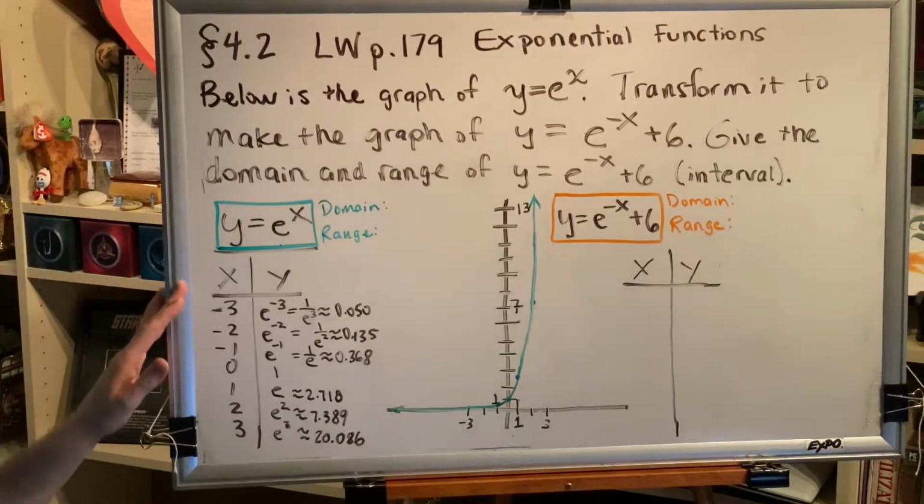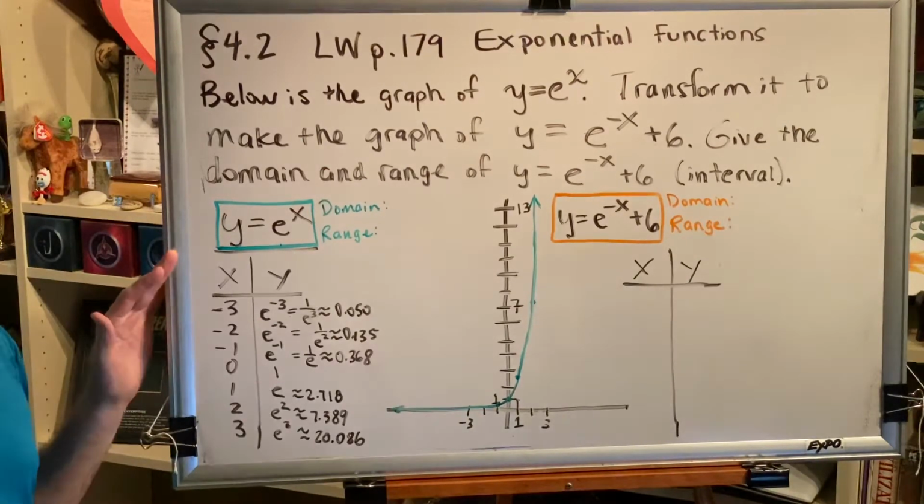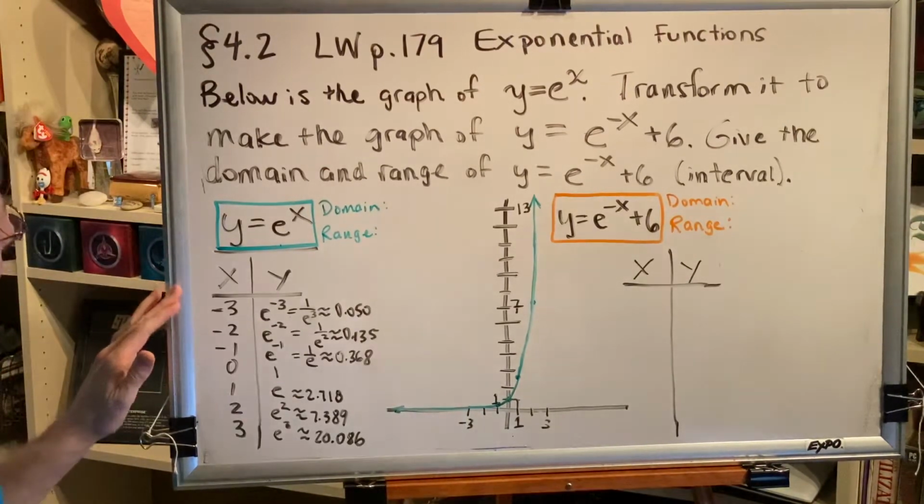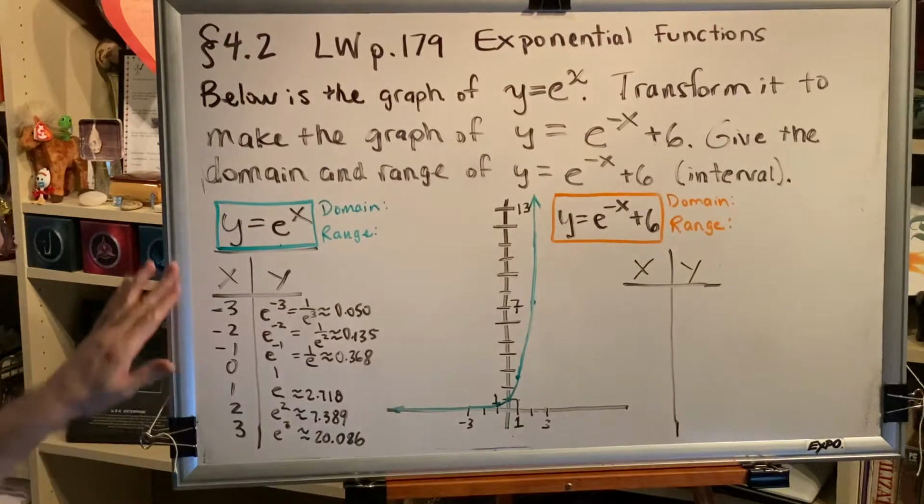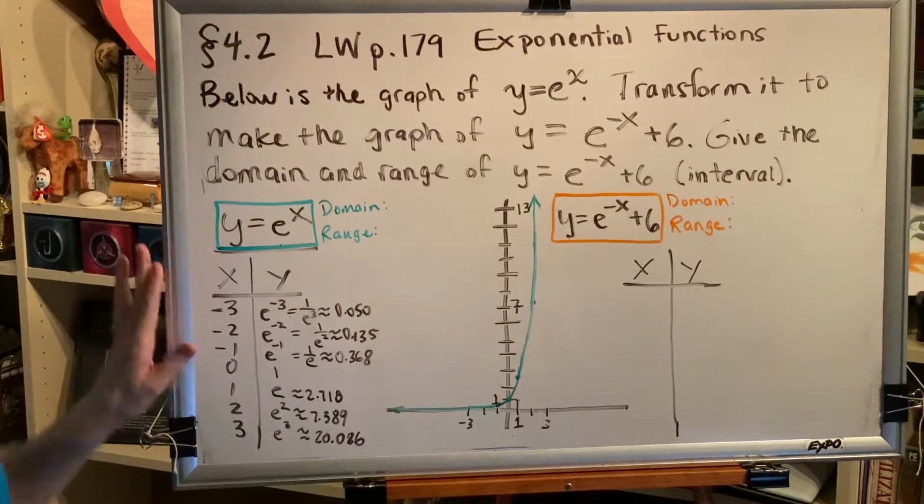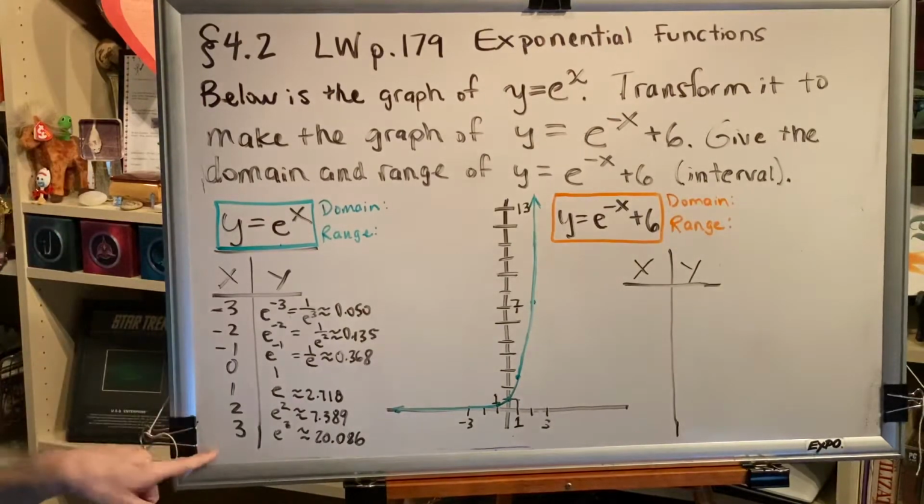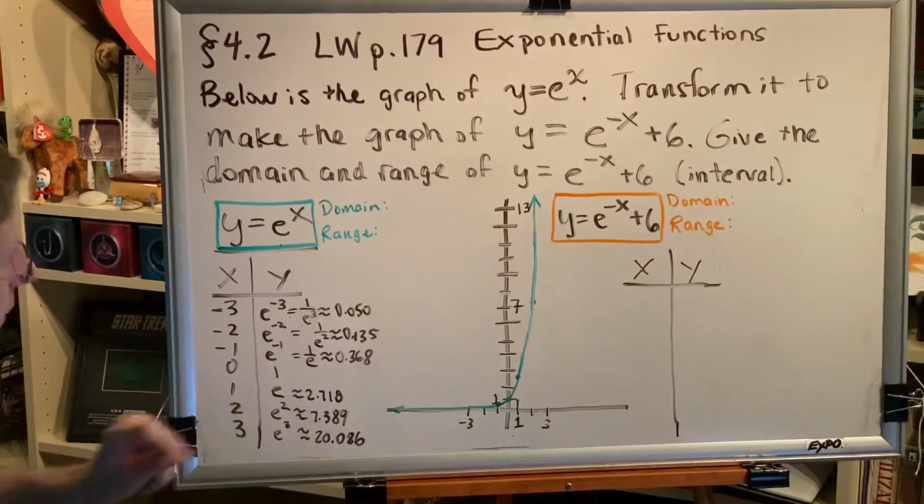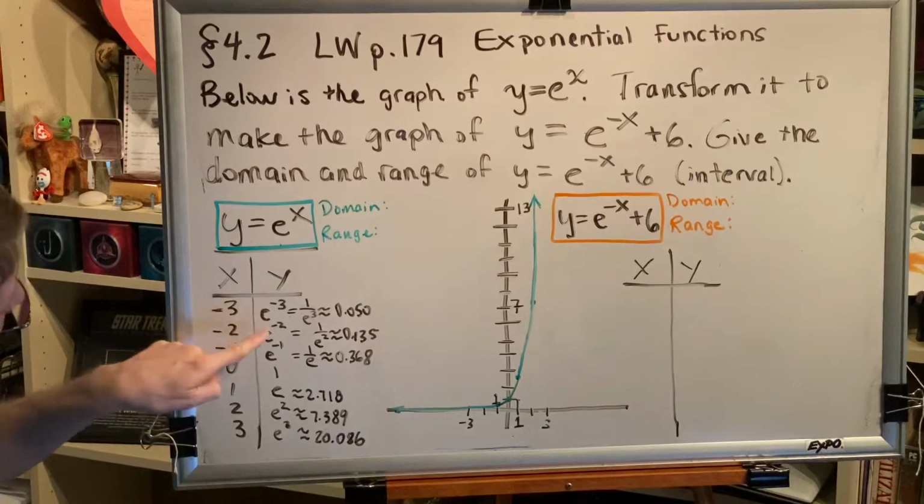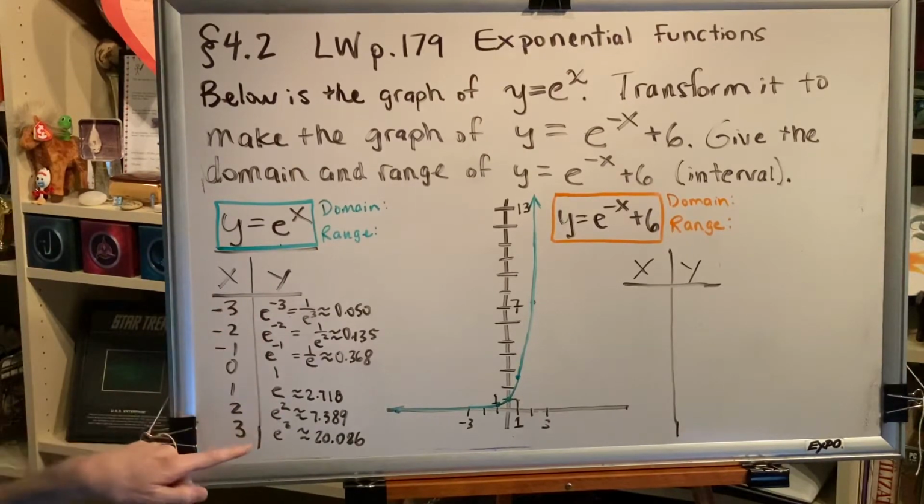All right, so this is the table of points that we saw in our previous example. And what I'd like to do here is take a moment to talk just a little bit about e to the x, and then we'll worry about transforming it. Okay, so same x values as in the previous video, same y values as in the previous video, although I have given you the exact y values here as well.